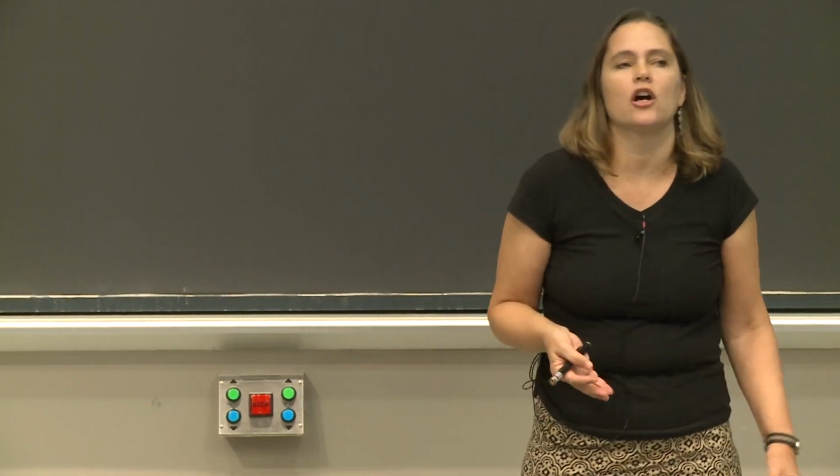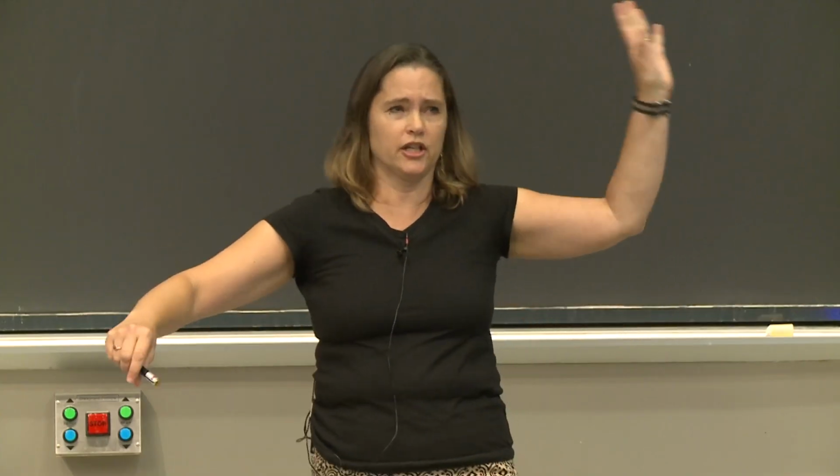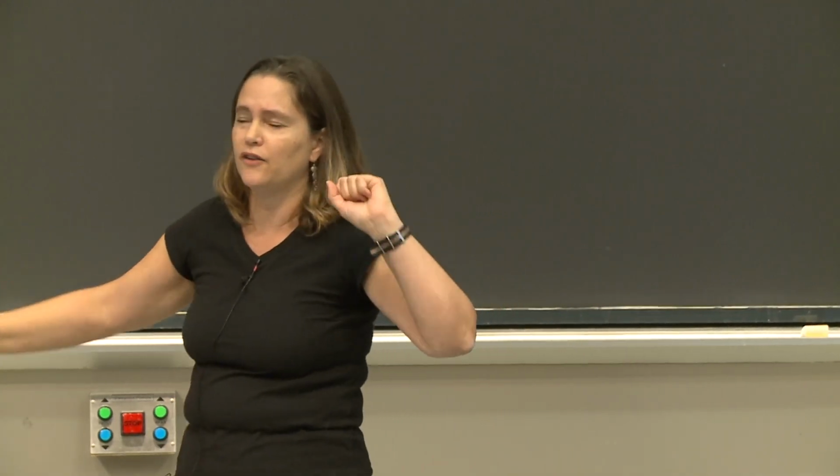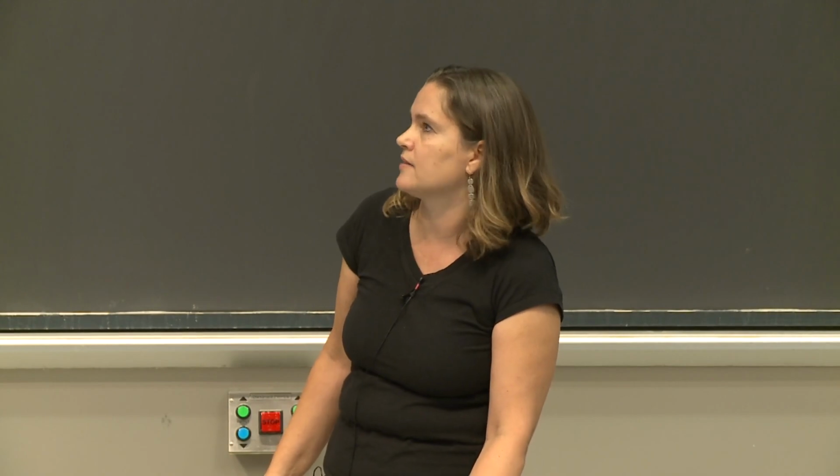In large organic molecules, sometimes we just talk about the number of polar bonds and then think about whether that's likely to be a polar molecule or not. You can't always think about the shape of something really complicated and what direction all of the pulling of electrons is going, but we can at least count polar bonds.